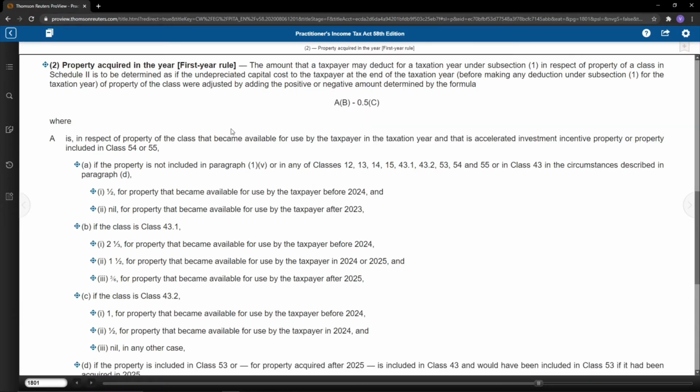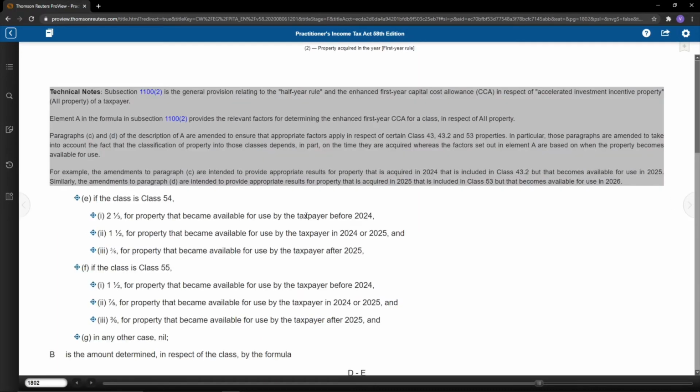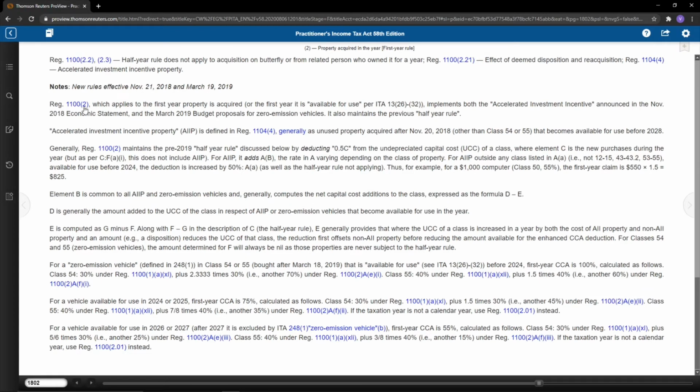Now, what you need to know about the first year rule is going to be covered in your lecture and in your readings, but you might find it useful at least to know where this provision is and maybe look at the notes as well. The notes to Regulation 1100, subsection 2, also talk about the Accelerated Investment Initiative and the pre-2019 half-year rule.